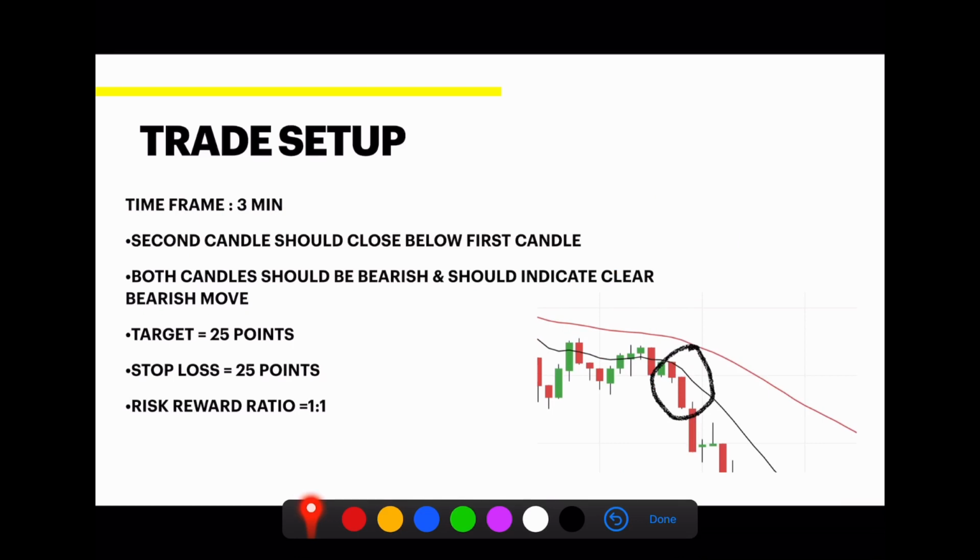So the time frame will be 3 minutes. The condition for the trade is that the second candle should close below the first candle like this. This second bearish candle should close below the first bearish candle, and both of these candles should be bearish and should indicate a clear bearish move.